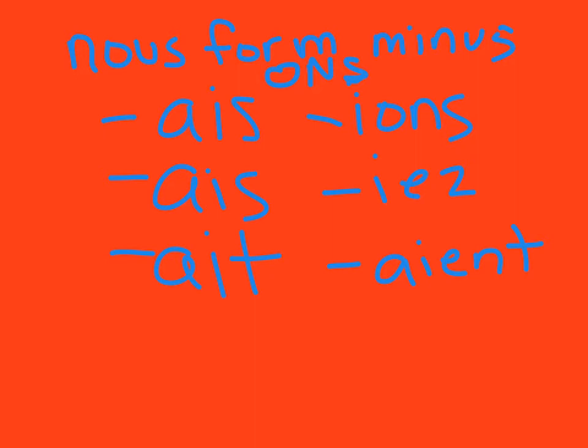So for je, it's ais. For tu, it's ais. For il, elle, and on, it's ait. For nous, it's ions. For vous, it's iez. And for ils and elles, it's aient. I will have other documents up on these platforms for you to see as well.